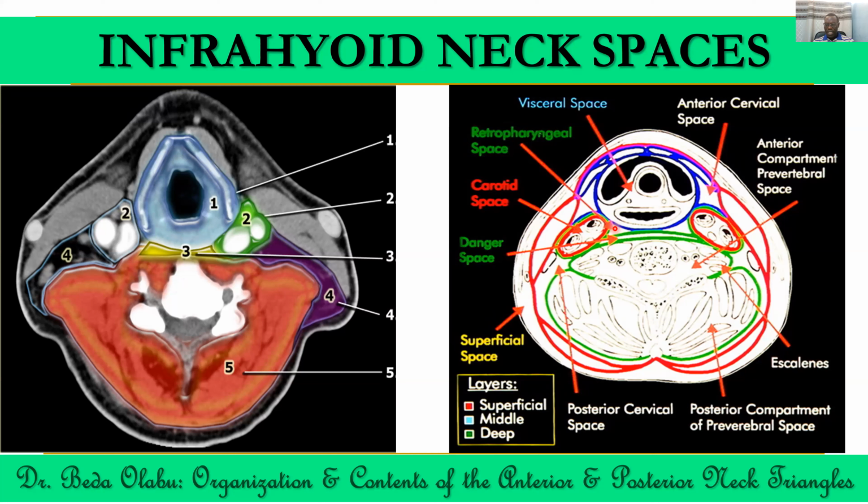All right, then lastly, we have the posterior cervical space, labeled 4 there. The posterior cervical space is generally this space here that would be corresponding largely to the posterior neck triangle. So it will contain whatever we expect with the posterior neck triangle: spinal accessory nerve, lymph nodes, the brachial plexus.